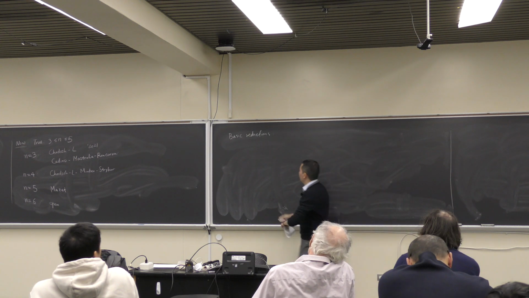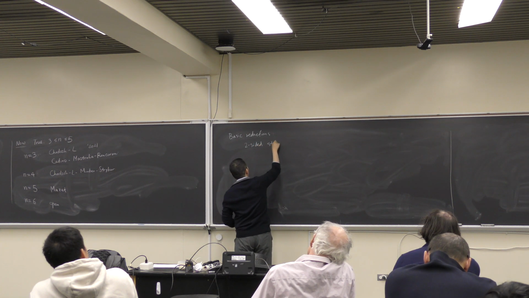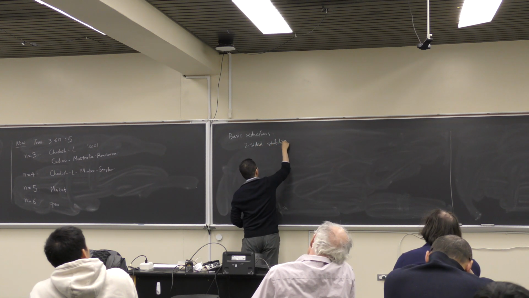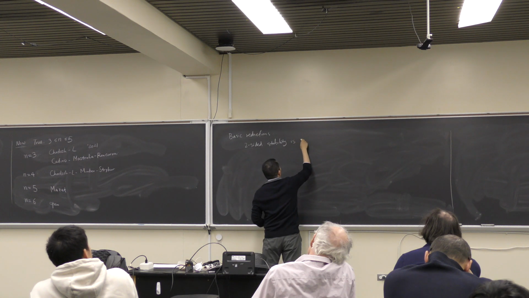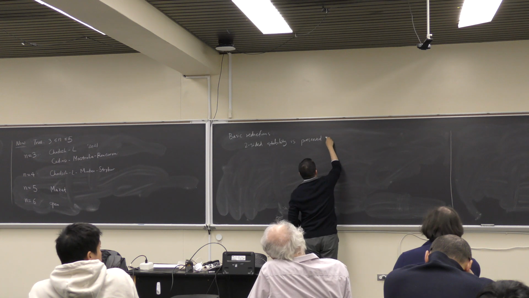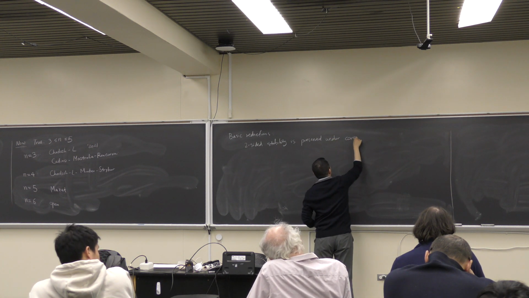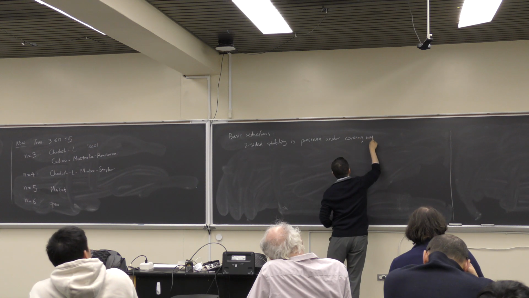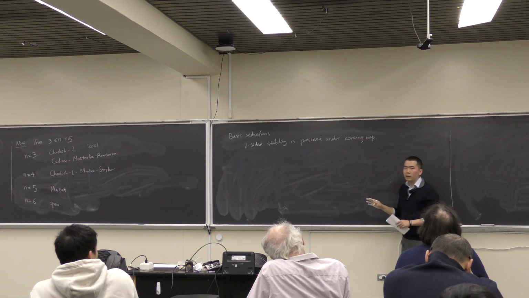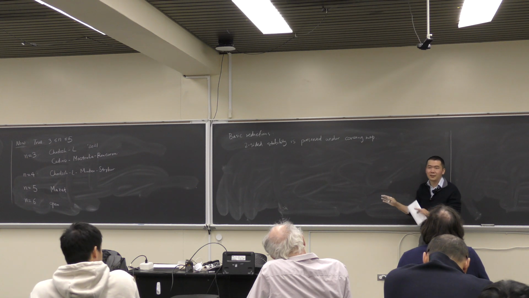2-sided stability is preserved under covering map. This is essentially because the first eigenfunction is positive, and it's the only eigenfunction being positive, essentially.